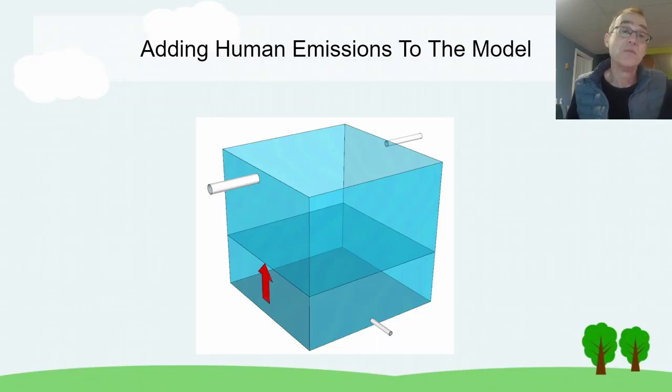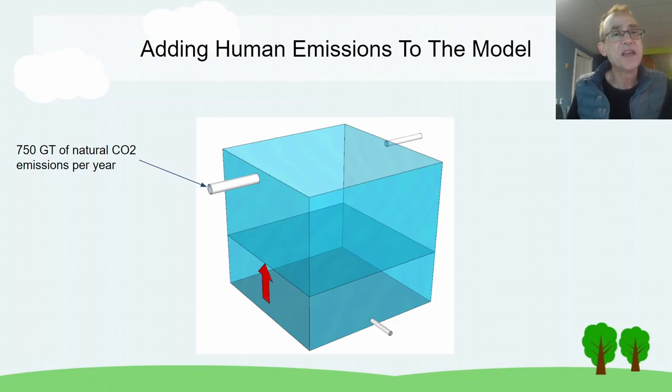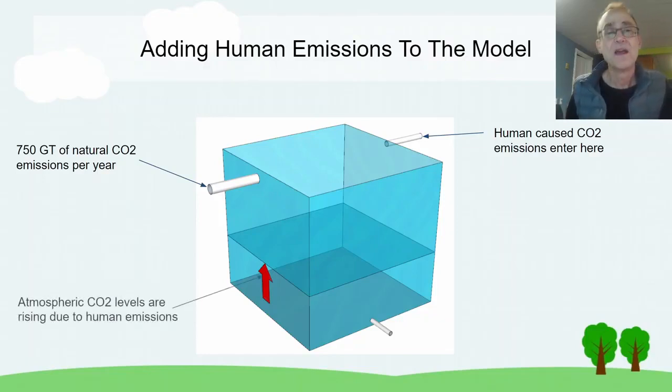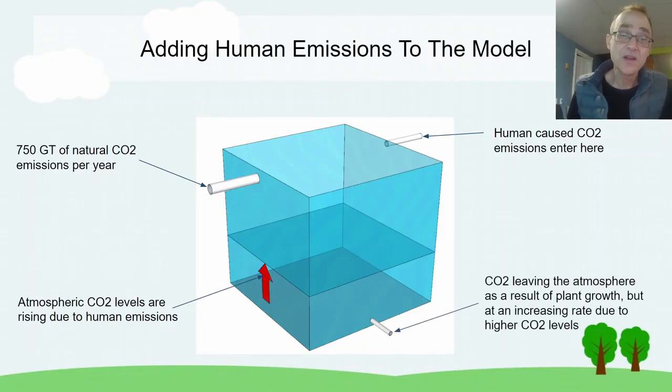Let's add human emissions to the model. Let's keep the water flow constant at 750 gigatons per year in the first upper pipe to model naturally created carbon dioxide emissions. Let's add a second upper pipe to represent human-caused emissions. Since we have been burning fossil fuels, it is like a hose has been attached to that second pipe, and we have been continually turning the hose up. The carbon dioxide levels are rising, and as a result, the carbon dioxide leaving the atmosphere is doing so at increasing rates due to increasing plant growth.